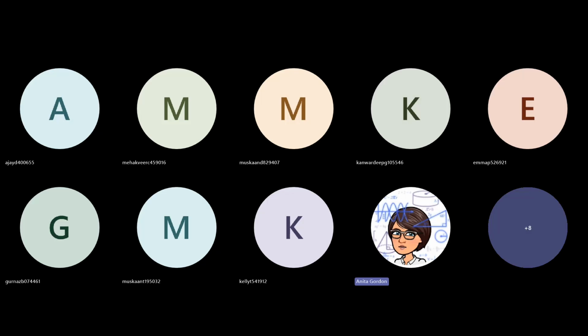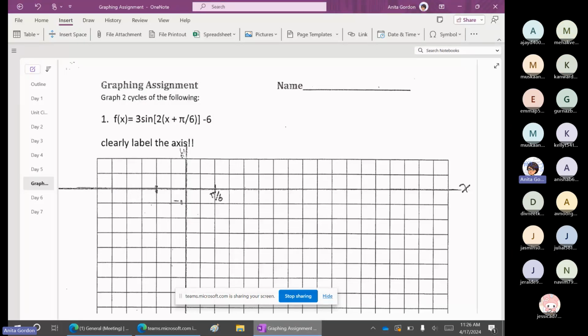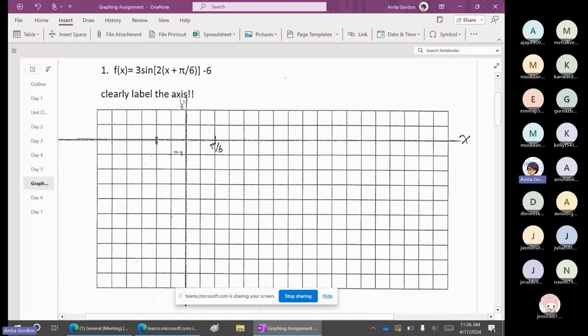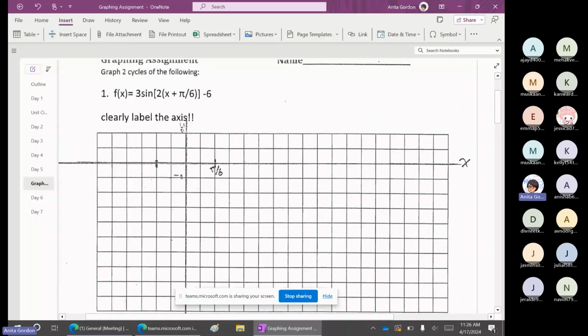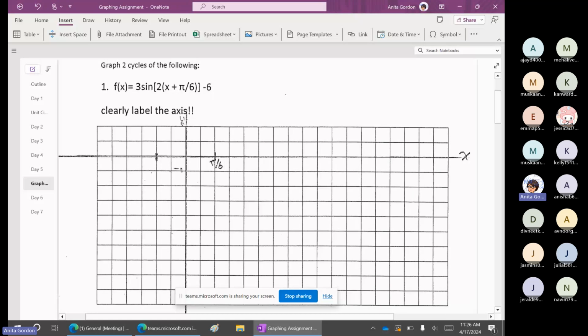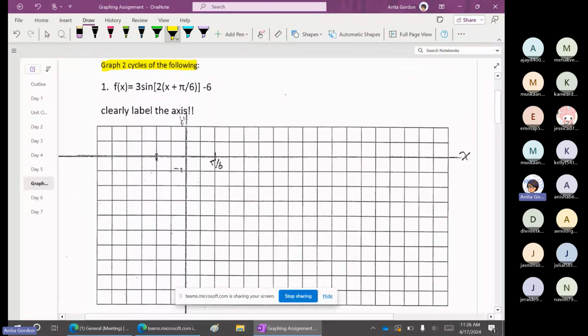Later, anytime you like. So in our notebook, right after lesson 5, there's a graphing assignment. That's what I want to work through with you today, because lesson 7 is basically the entire thing: word problems and graphing different things. So lesson 7 is a fake lesson. We're going to do some practice problems together, and then I'll tell you what to do next. So the assignment: graph 2 cycles of the following equation.